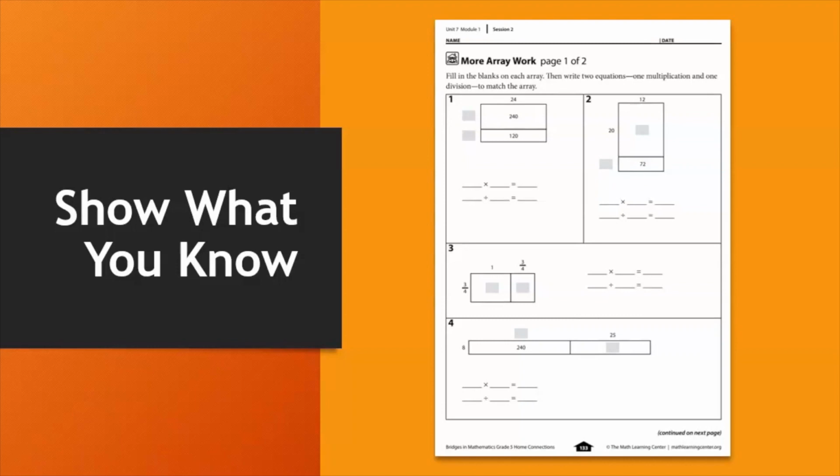Now it's time to show your teacher what you've learned. Please locate page 133 in your paper packet, More Array Work. Once it's completed, talk to your teacher about how they would like you to submit it.